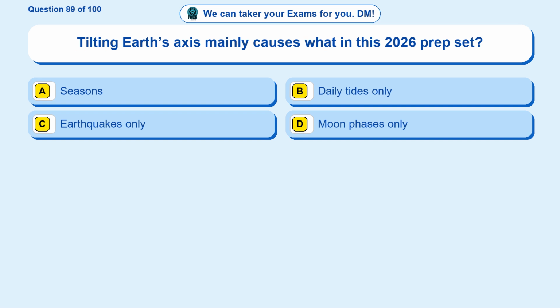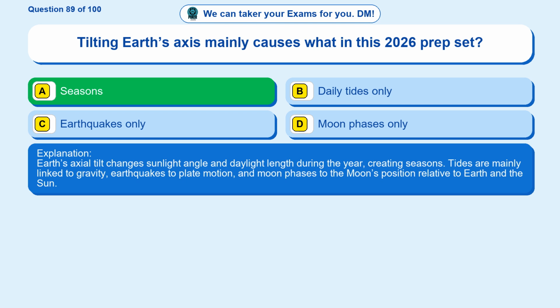Question 89. Tilting Earth's axis mainly causes what in this 2026 prep set? Option A, seasons. Option B, daily tides only. Option C, earthquakes only. Option D, moon phases only. The correct answer is option A, seasons. Earth's axial tilt changes sunlight angle and daylight length during the year, creating seasons. Tides are mainly linked to gravity, earthquakes to plate motion, and moon phases to the moon's position relative to Earth and the Sun.